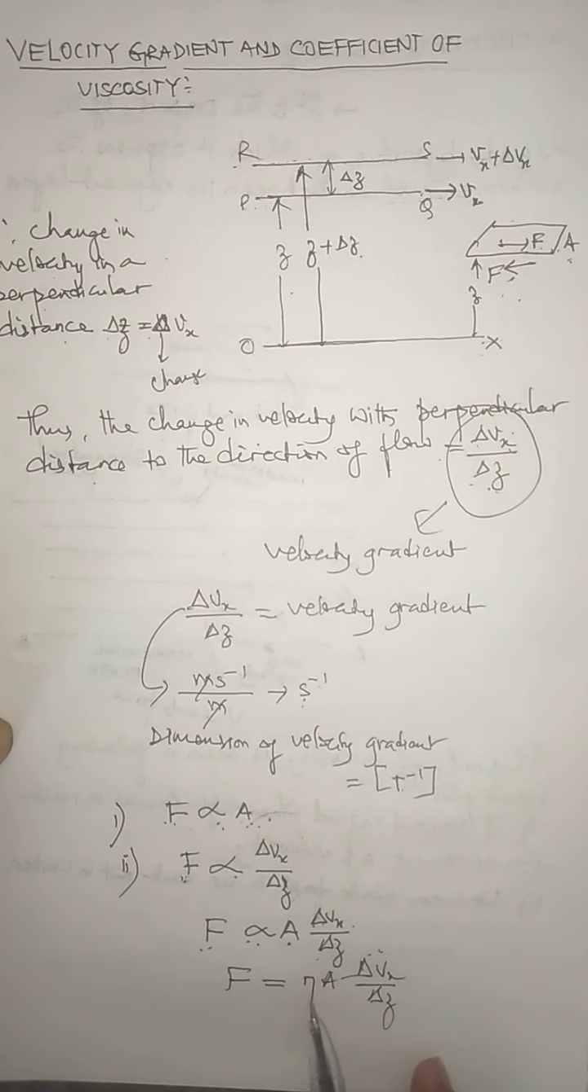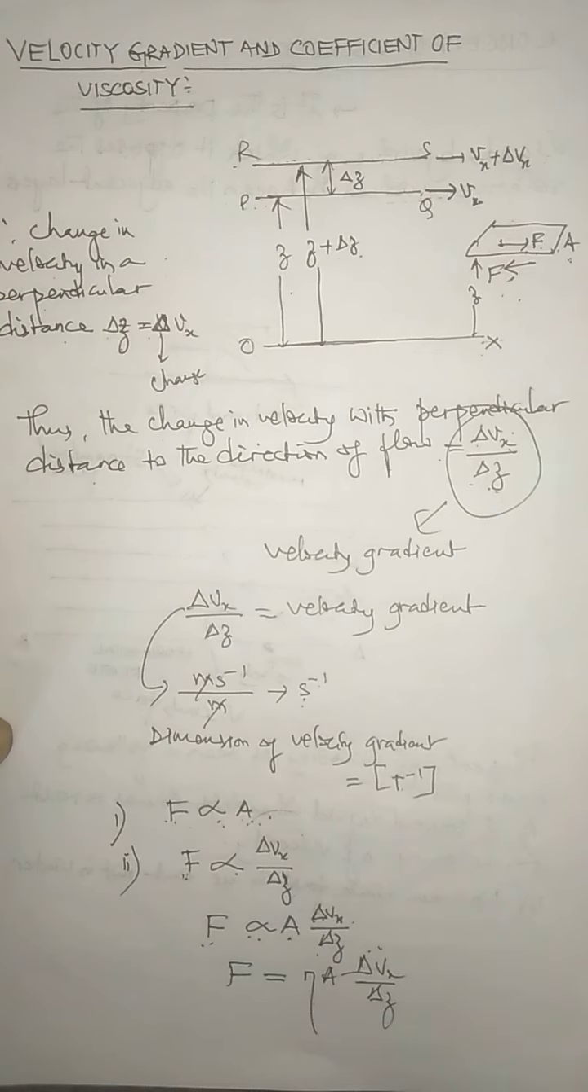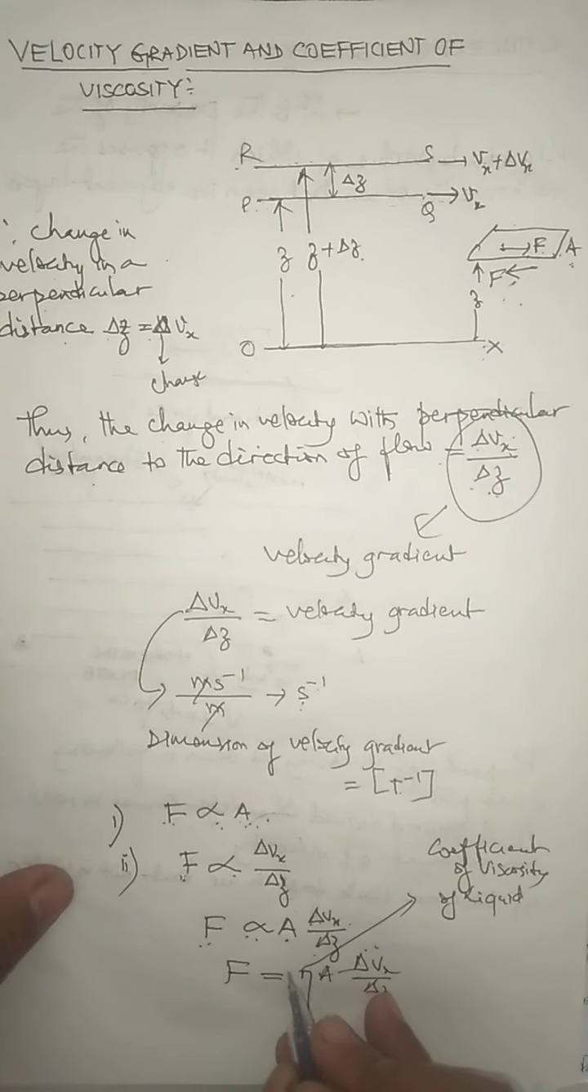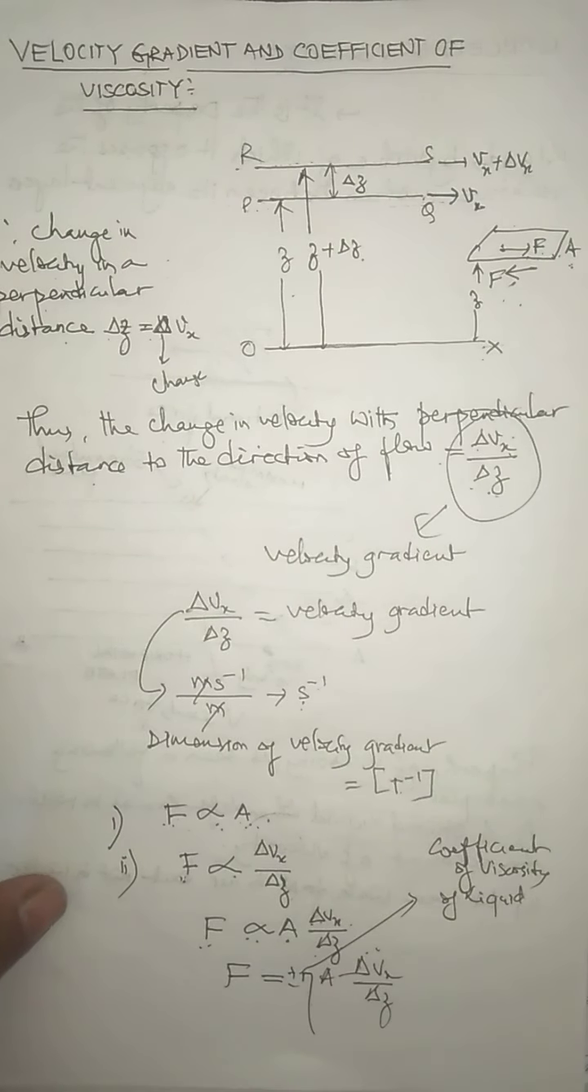This symbol is a constant of proportionality, which depends upon the nature of the liquid. This constant of proportionality in the expression of viscous force is called the coefficient of viscosity of the liquid. That's why, as I said, eta is called the coefficient of viscosity of the liquid. I'll put a plus minus sign also, so in the expression I put a plus minus sign.